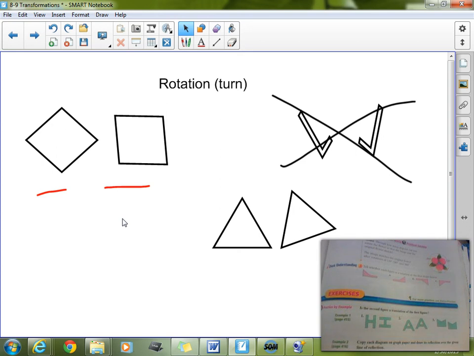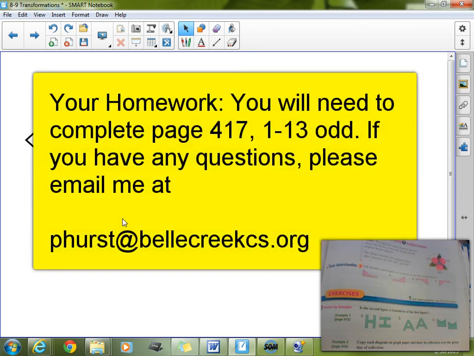Well, that is our lesson tonight. This should all be more of a review, but as always, if you have any questions, please let me know and bring them to class. Your homework tonight is going to be page 417, 1 through 13 odd. Once again, page 417, 1 through 13 odd.